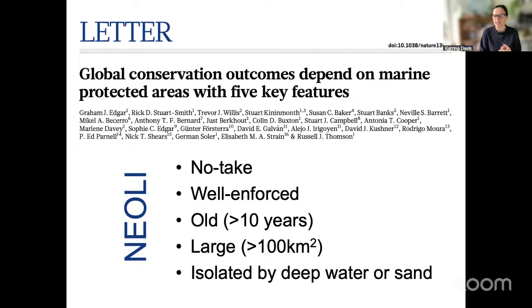They were no take, which means that there was no level of fishing or extraction of marine species allowed. They were well enforced, and we'll come to that later. They were old, so they had enough time for species to recover. They were large. Again, we're talking about the habitat ranges of species, so some species just have larger home ranges and they require larger areas. And then these areas were also isolated by deep water or sand.